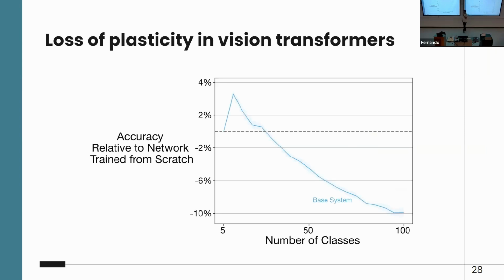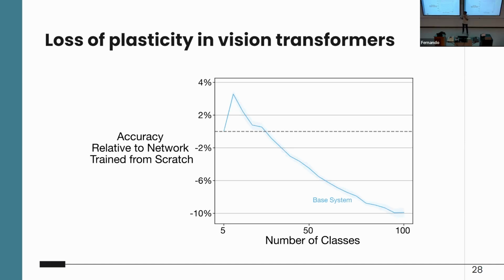So in this case, the effect is way more severe. At the beginning, we see a really big improvement in performance, close to 4%. But then over time, the difference in performance goes all the way to minus 10%. So there's a very steep drop in performance in this case.